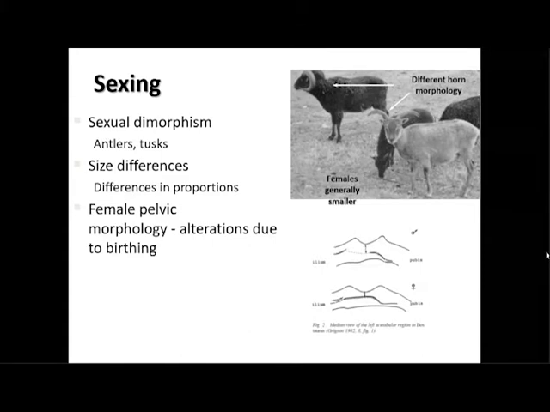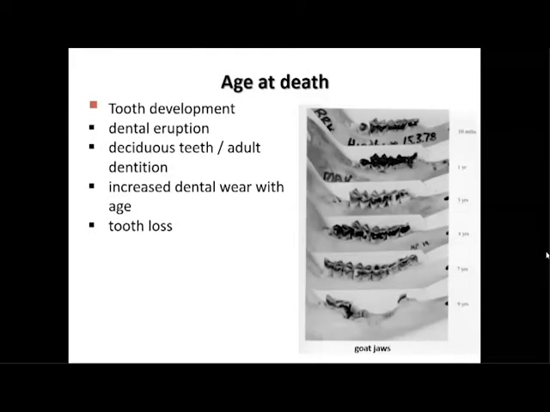Another very helpful thing is the pelvis. So when you do find a complete pelvis, you can usually use it to get the sex of the species that you're studying, because female pelvises are different from male, they're altered due to the birthing process, to accommodate for the birthing process. Then we can also get the age of the animal we are looking at.